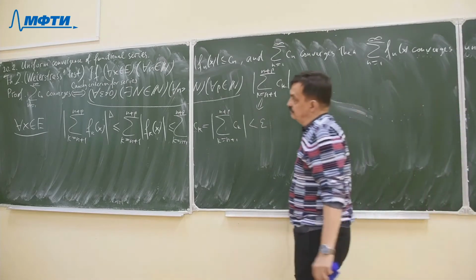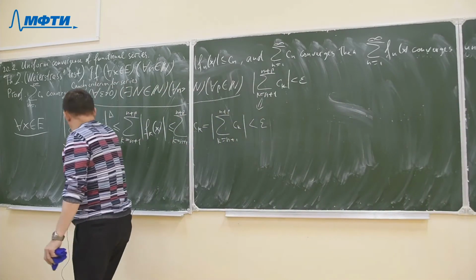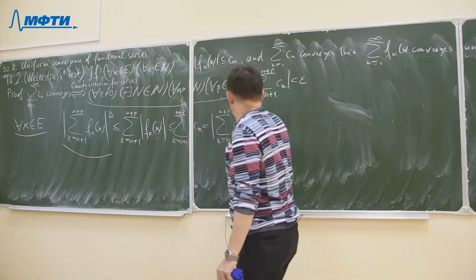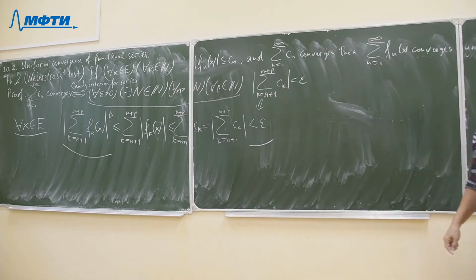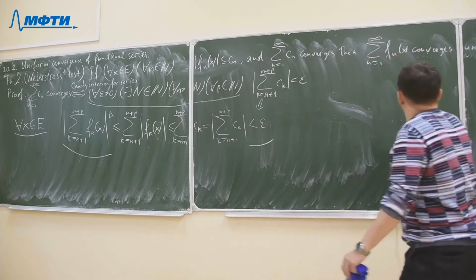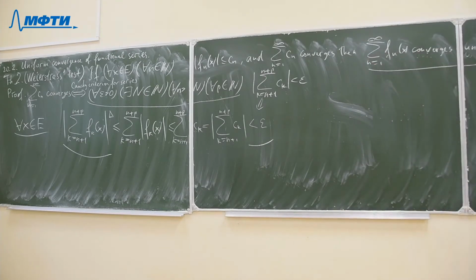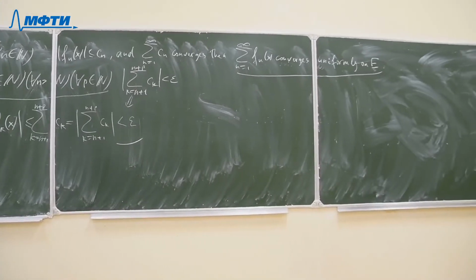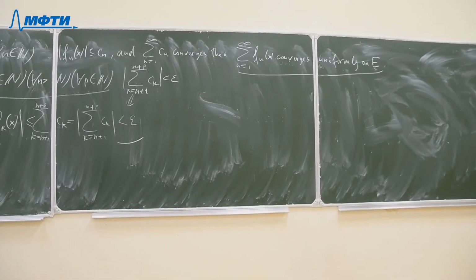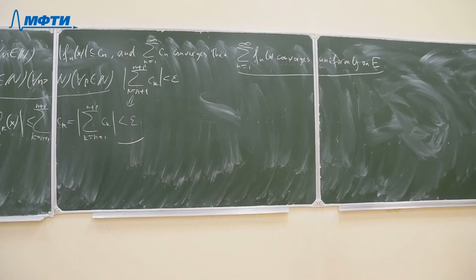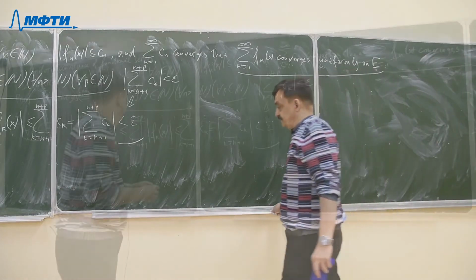So what is underlined says, by the Cauchy criterion for uniform convergence of series, that we have uniform convergence of our series. The proof is completed. Okay, let's have a break.